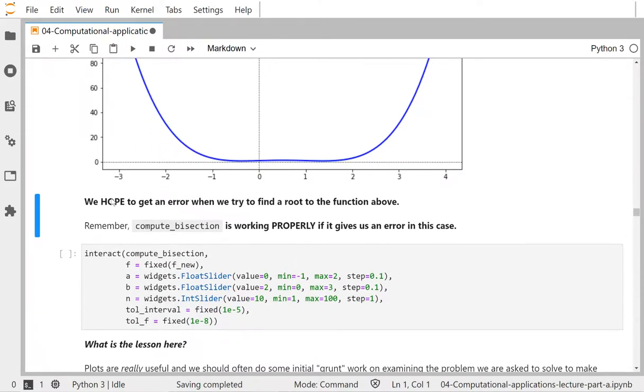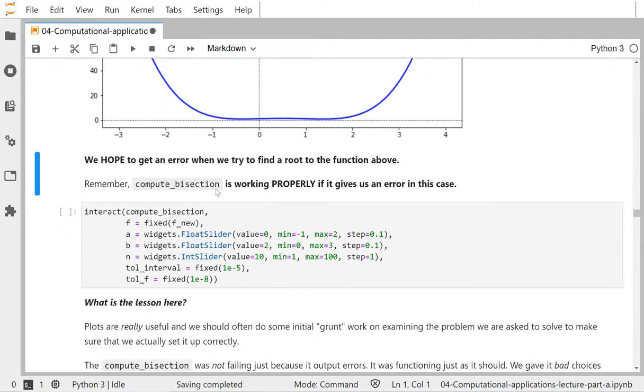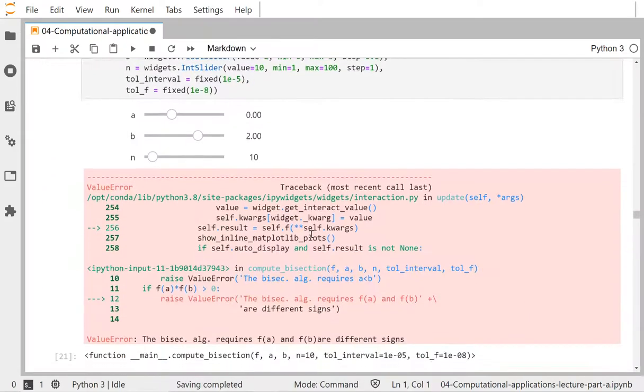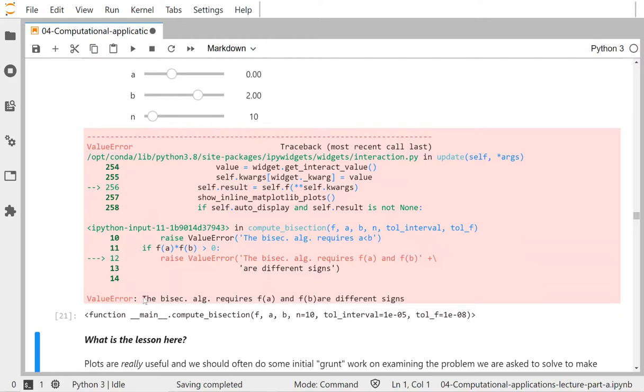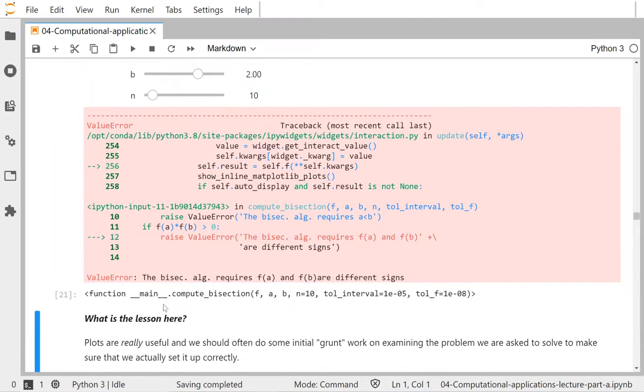So we hope to get an error when we try to find a root of the above function. So remember, compute bisection is working properly if it gives us an error in this case. And that is exactly what it gives us. It gives us, again, this value error. So again, the take-home message: value errors or errors that functions produce do not mean the code is working incorrectly. It means you are not giving it inputs that the function can operate on correctly, or can do what it's asked to do. And it's basically saying, wait a second, there are issues here.